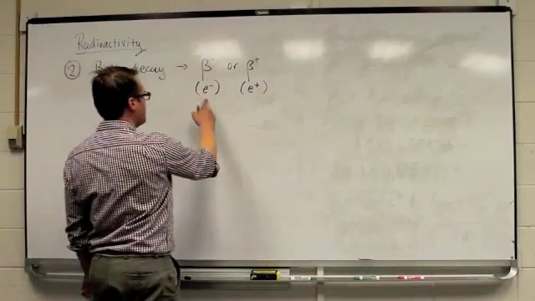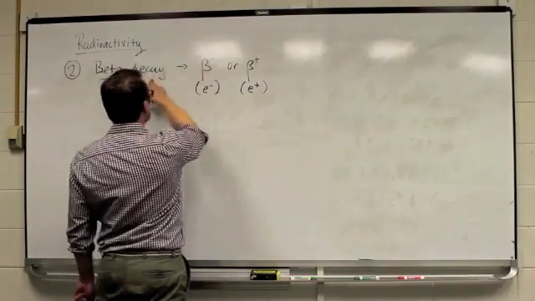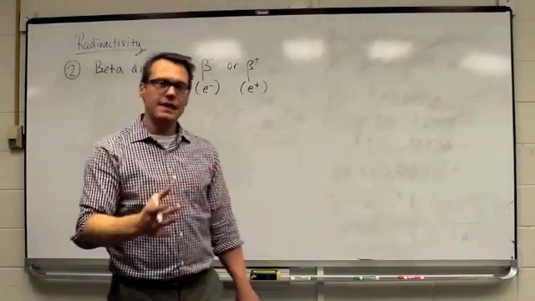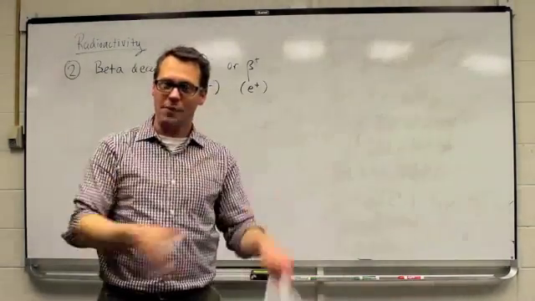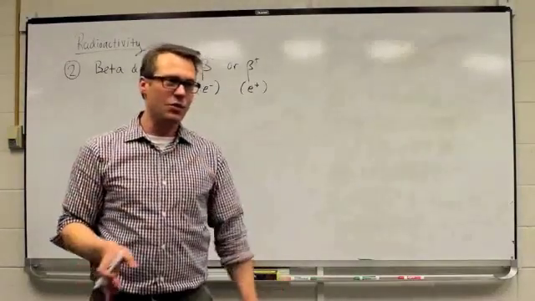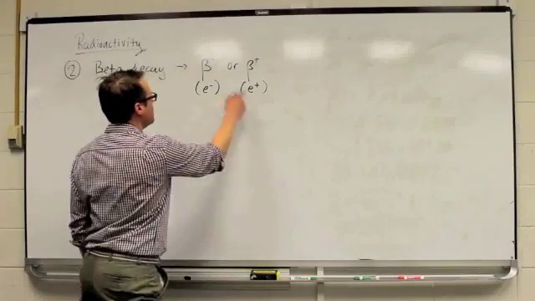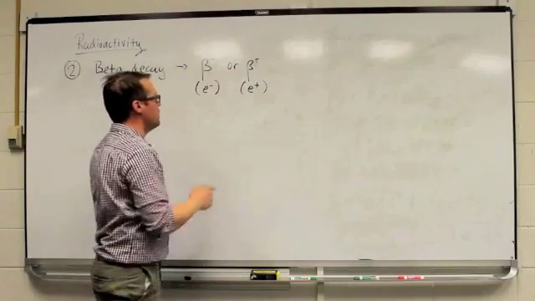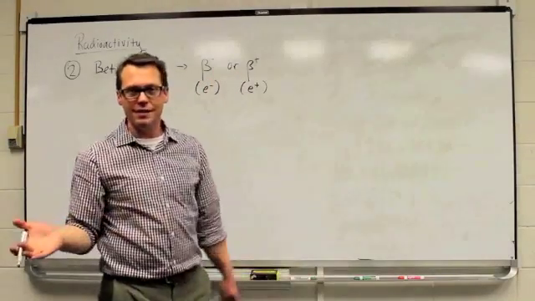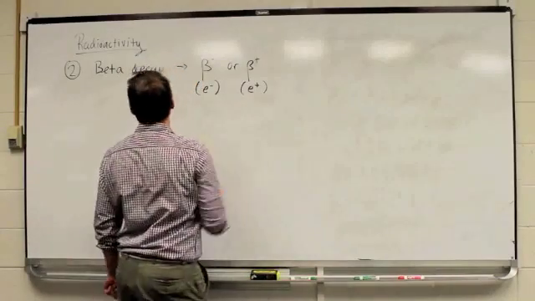Now, why don't we just call them electrons and positrons? Well, because we want to distinguish these electrons from the ones that are actually orbiting the nucleus, right? Which are the chemical electrons associated with the element. These are actually coming from the nucleus, so we give them a different name. But once they're emitted, they just become ordinary electrons or positrons.